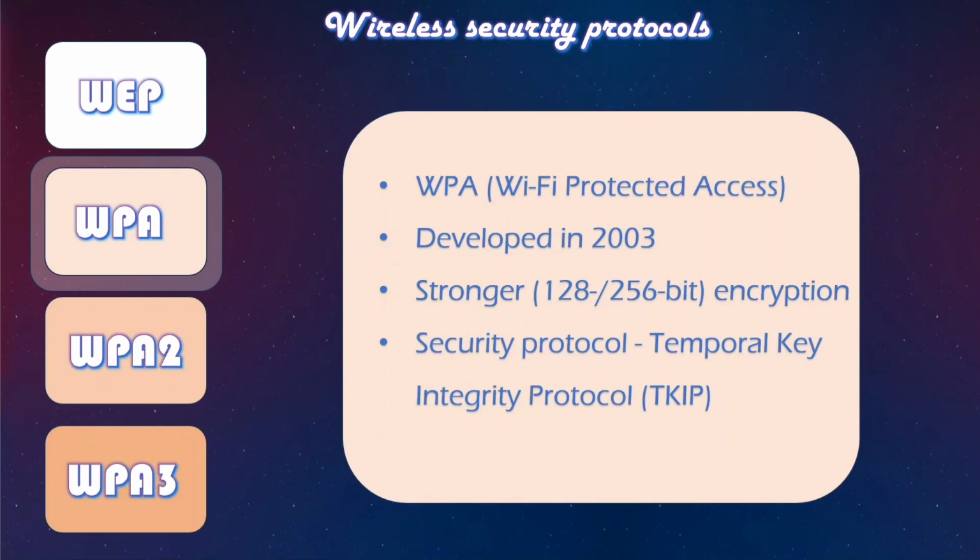WPA, Wi-Fi Protected Access, was developed in 2003. It delivers stronger 128 to 256-bit encryption than WEP by using a security protocol known as Temporal Key Integrity Protocol (TKIP). Along with the WPA2, WPA is the most common protocol in use today. But unlike WPA2, it is compatible with older software.